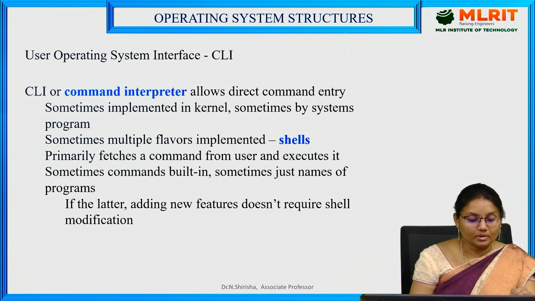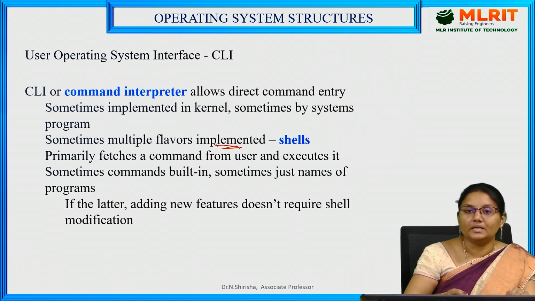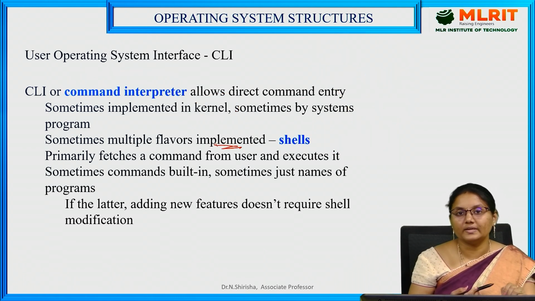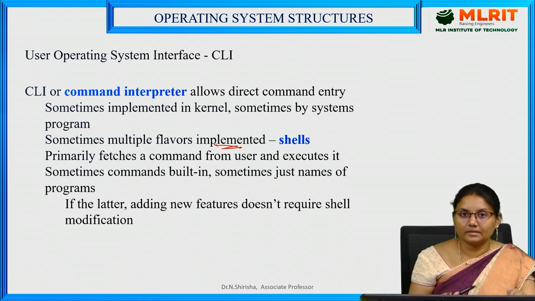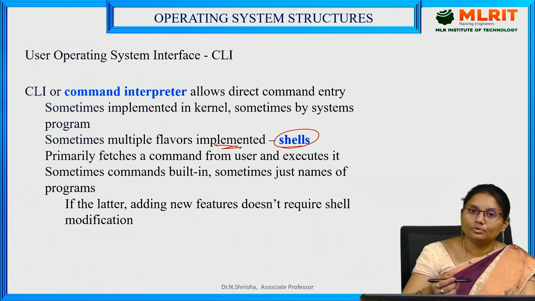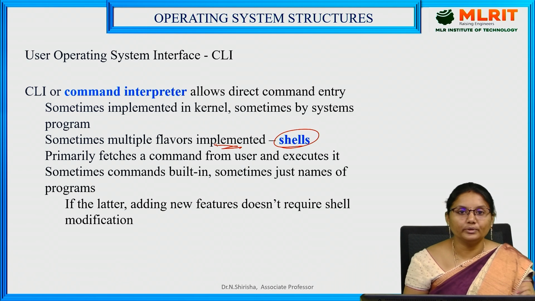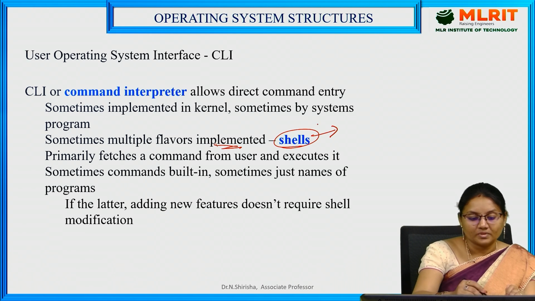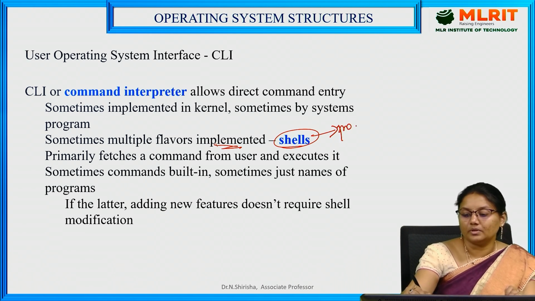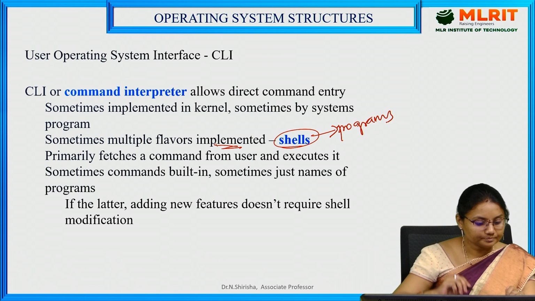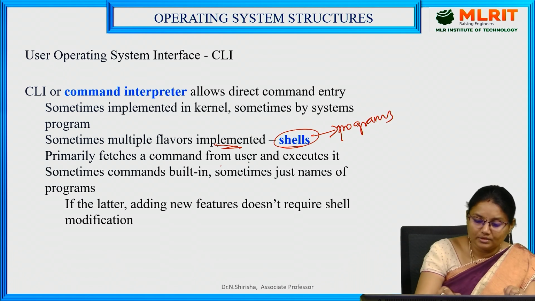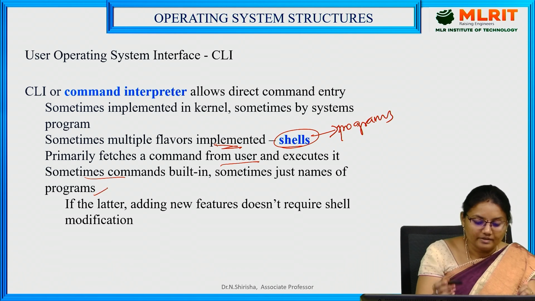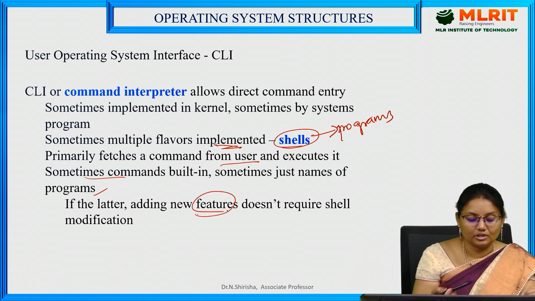Sometimes multiple flavors are implemented. Multiple flavors is like writing a program, writing a script, where we need shells. For the Unix or Linux operating system, we use the shell script. Shell script is where you write different programs. It primarily fetches a command from the user and executes it. Sometimes commands are built in, sometimes they are just names of programs. If the latter, adding new features does not require shell modification.